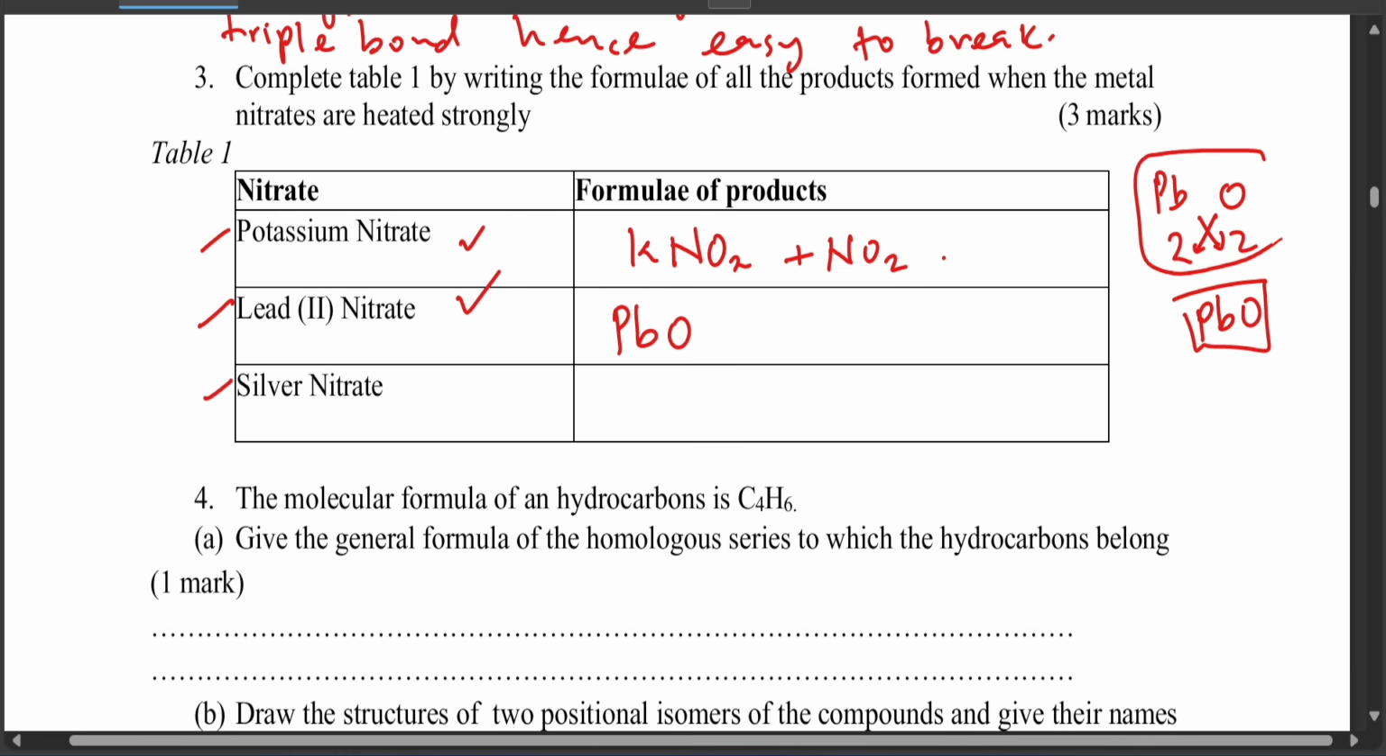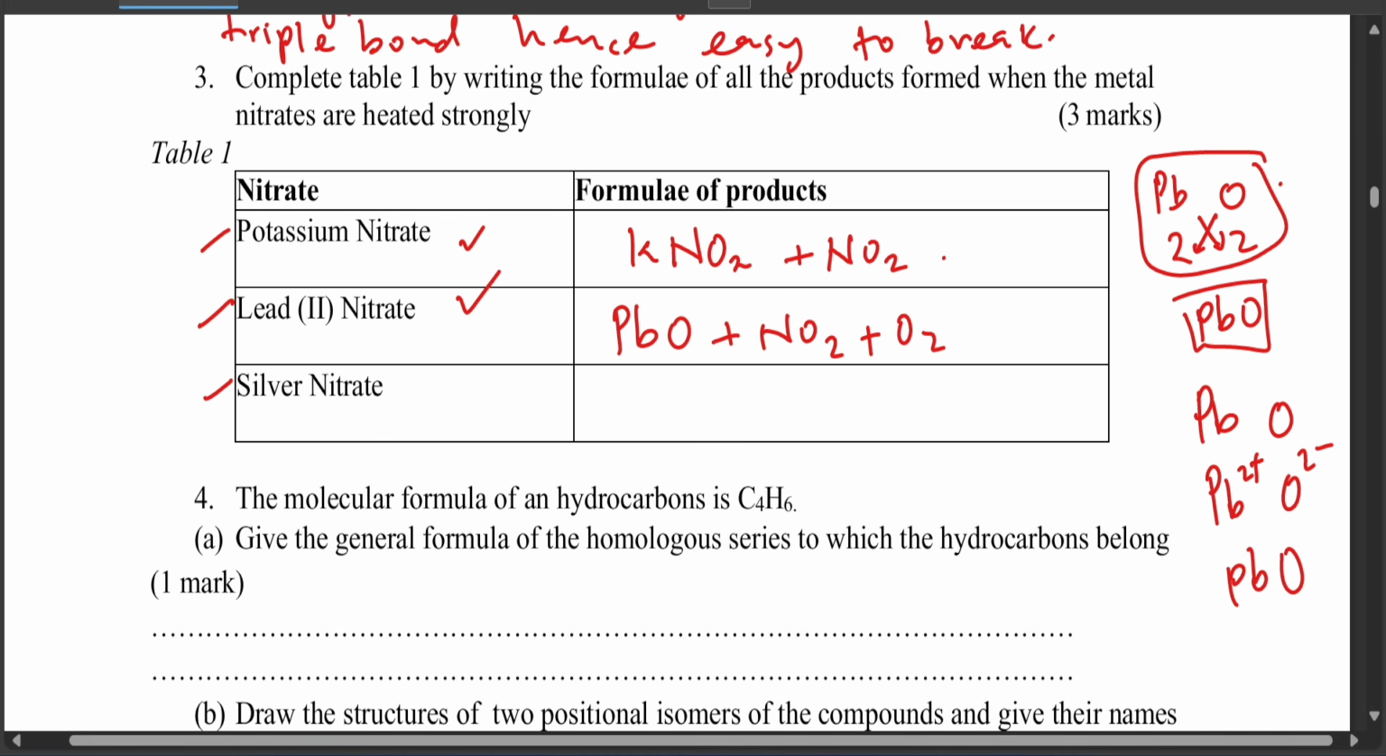We discourage students from writing something like this. It's better to write it this way: lead and oxygen, then you have lead 2 plus and oxygen 2 minus, and therefore you get PbO. So you get lead oxide plus nitrogen dioxide plus oxygen. So you don't need to balance anything here.